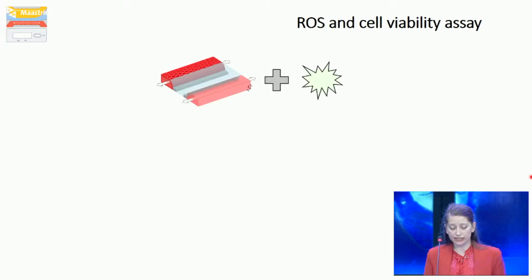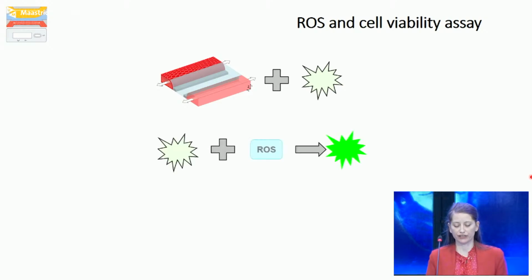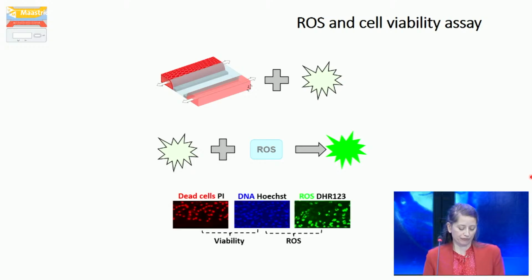So the assay that we developed was to quantify ROS and cell viability. Cell viability is a percentage between the total number of cells and the dead cells. The assay is pretty simple. We just incubate the culture with a compound, and this compound, if the analyte is present, will give a fluorescent signal. We use a compound that gives a green signal for the ROS, a blue signal for the total amount of cells, and a red signal for the dead cells.